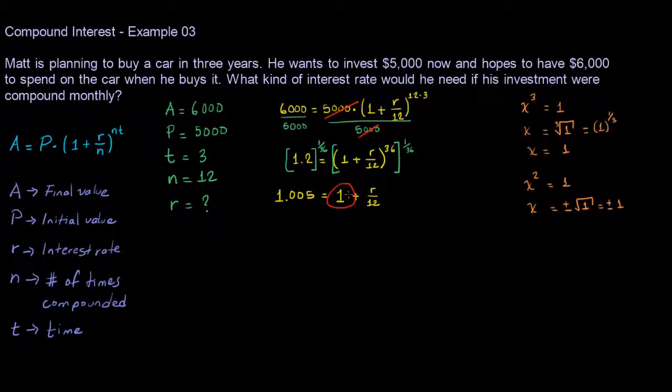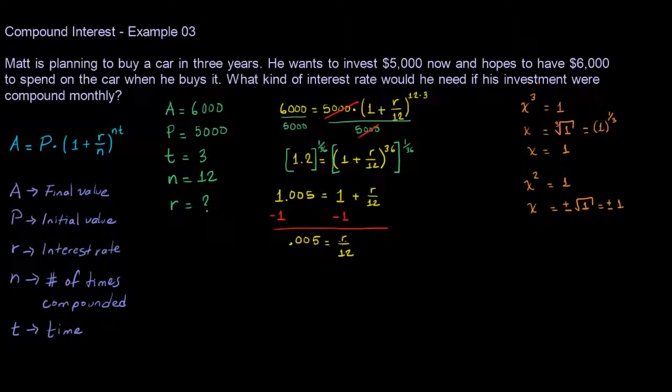We have to cancel out this 1. So I'm going to subtract 1 on both sides of the equation. It would be -1, so we have to subtract 1 on the other side. So we get this nice operation, which will be 0.005. It's equal to R over 12.